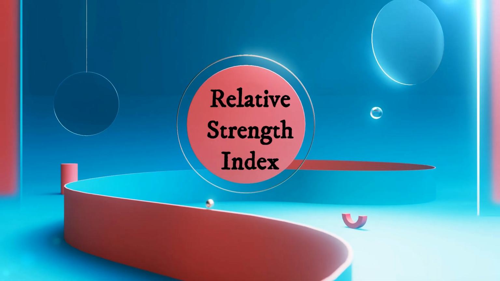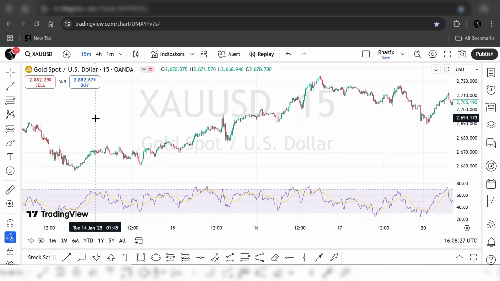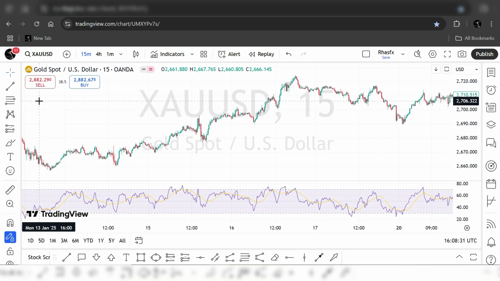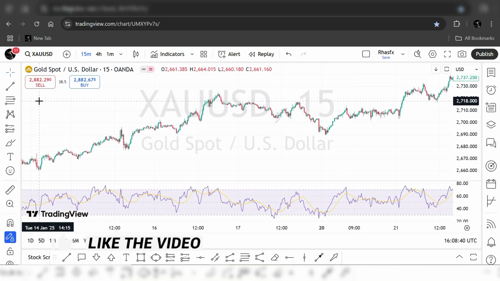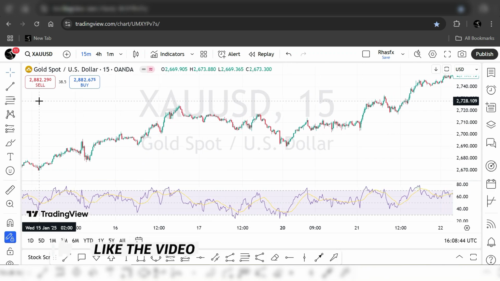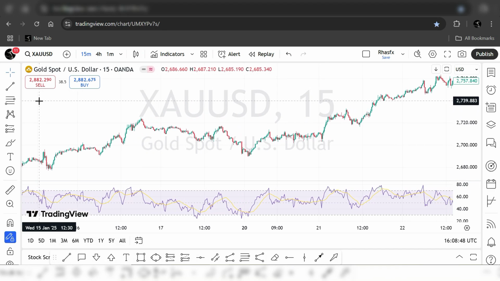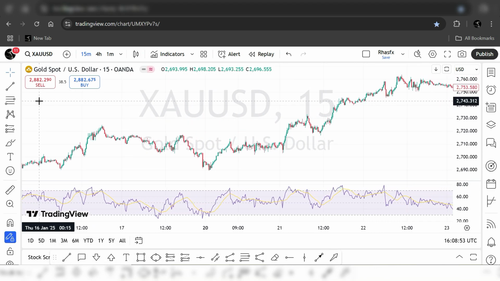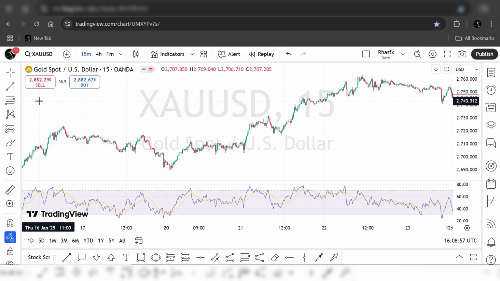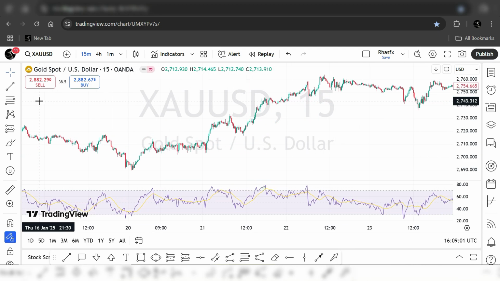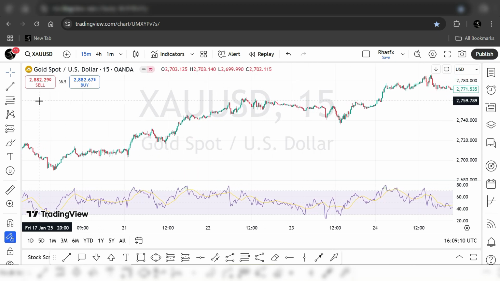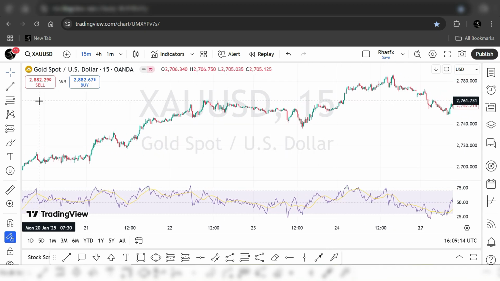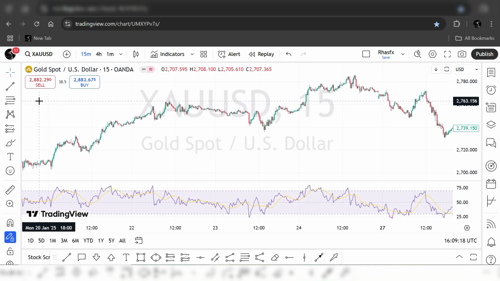Relative Strength Index. RSI measures the speed and change of price movements to determine overbought or oversold conditions. How to use: RSI values range from 0 to 100, with levels above 70 indicating overbought conditions and below 30 indicating oversold conditions. Use RSI to confirm trends indicated by moving averages. For example, if moving averages suggest an uptrend and RSI is near 30, it may indicate a good buying opportunity.